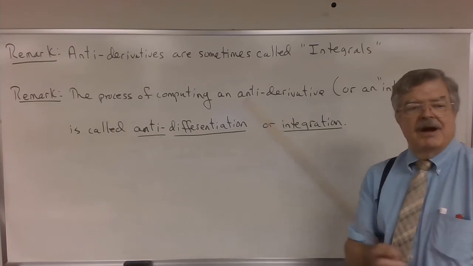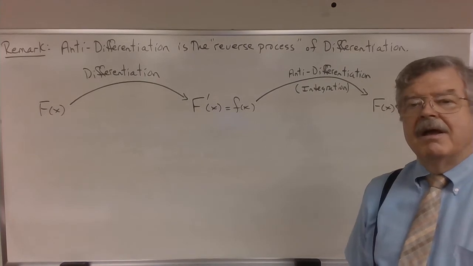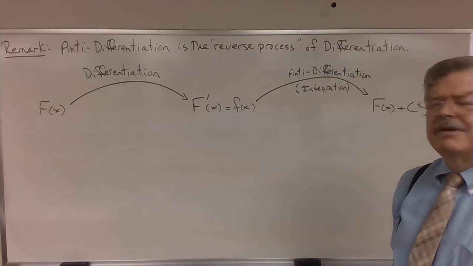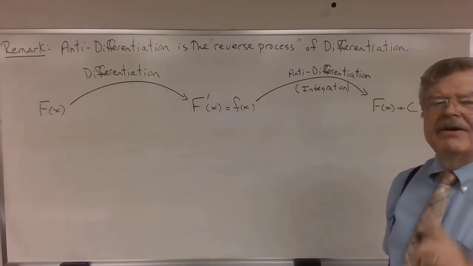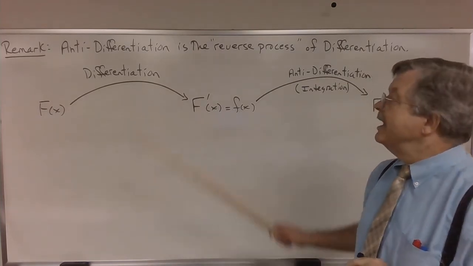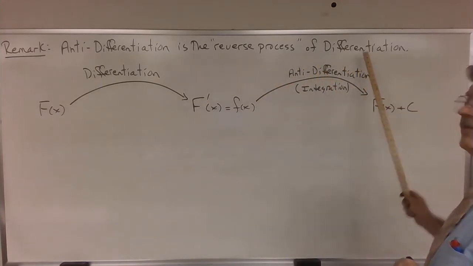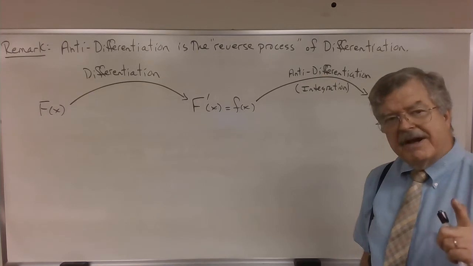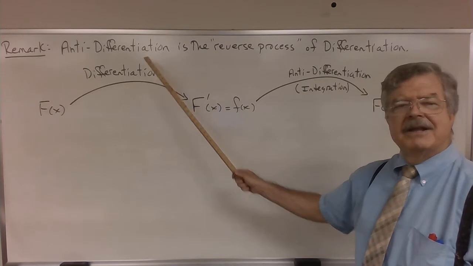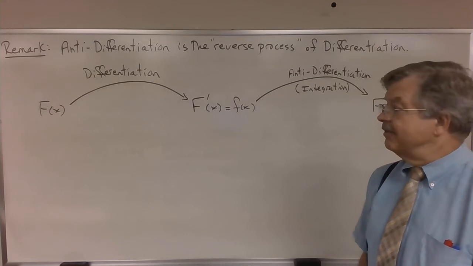Now, on with our properties. Oh, I forgot something. Before we do the properties of antiderivatives, I do want to point out, and this is very important, it's important that we have this concept. Antidifferentiation is the reverse process of differentiation, and vice versa. Differentiation is the reverse process of antidifferentiation. Each one essentially undoes the other.